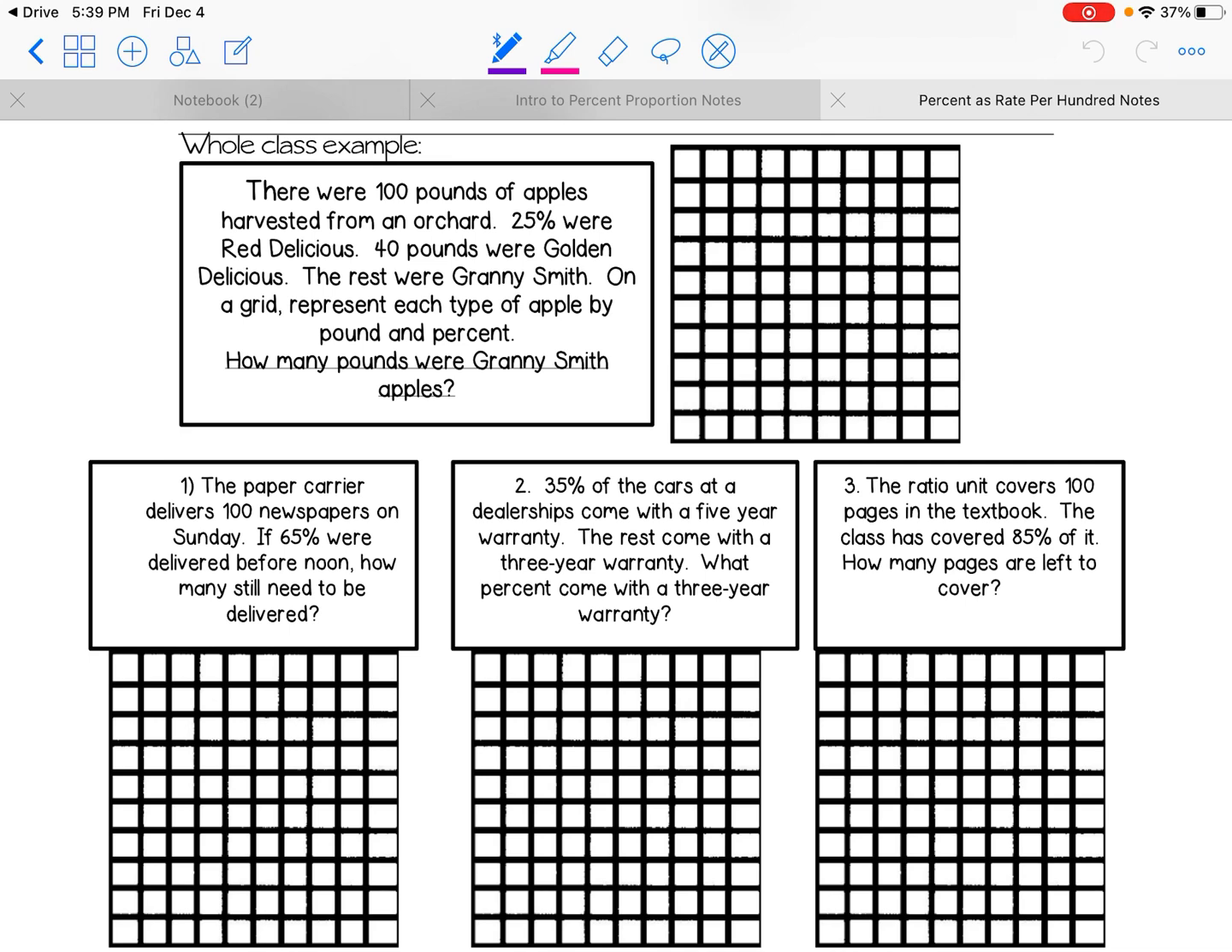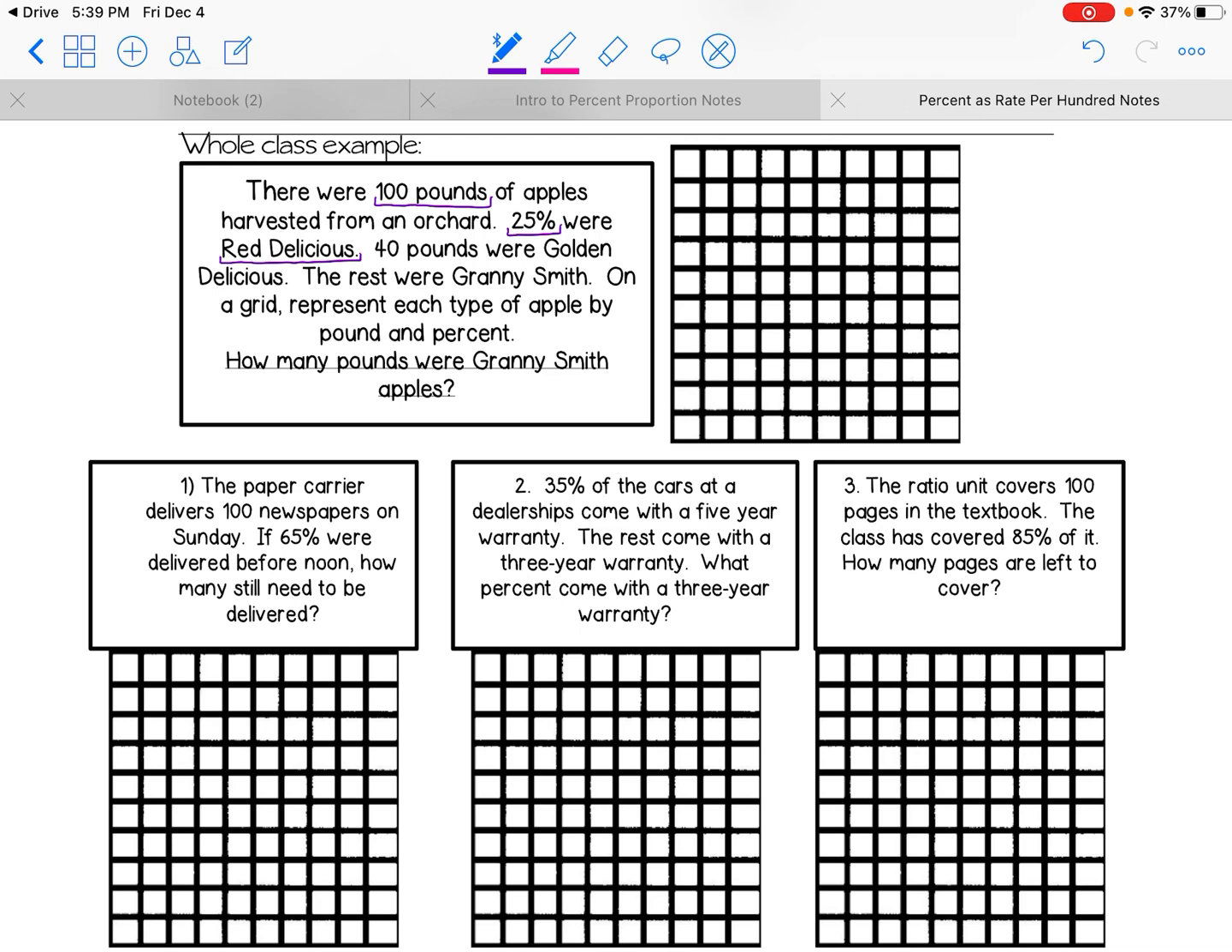All right, so what we're going to do is use 3 different colors. We're going to start out by going back to our word problem, and starting here with this important information. There were 100 pounds to begin with. So we can automatically know that this grid to the side can be representing all 100 pounds of apples. So each individual square is going to represent 1 pound of apples.